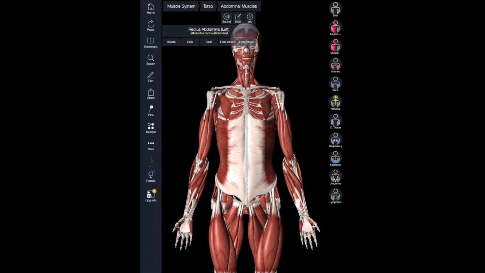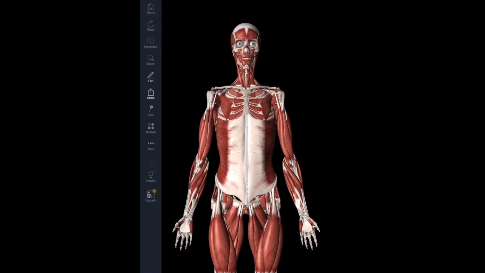So one thing that all of them except for rectus abdominis have in common is they all participate in this fascia here that becomes what we call the rectus sheath.